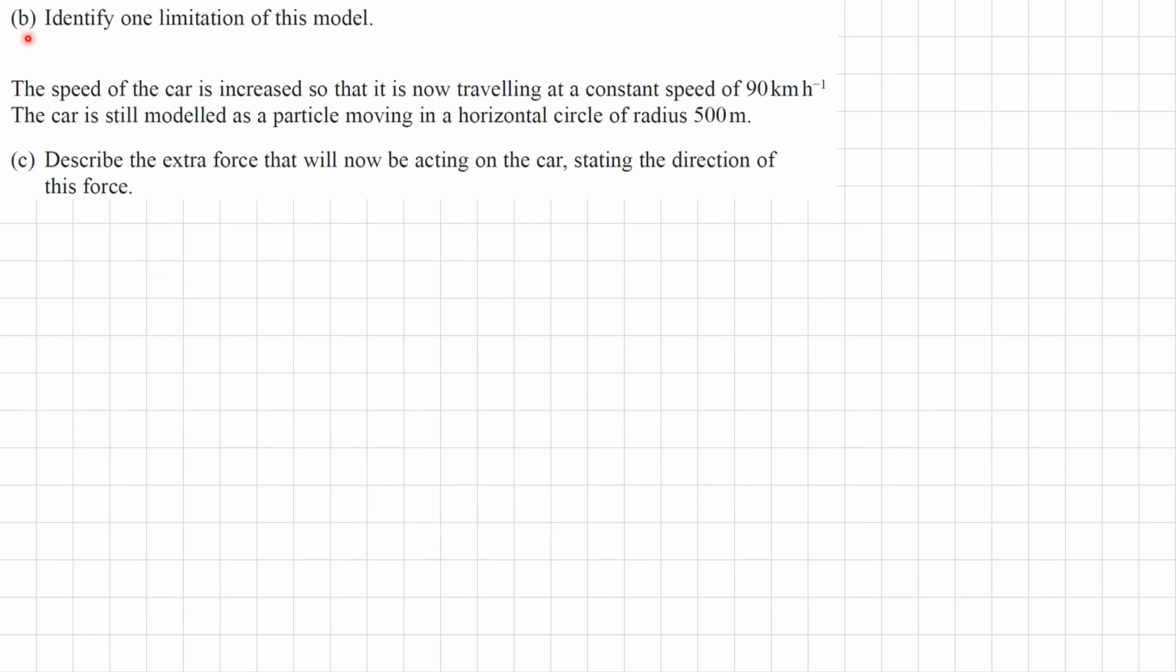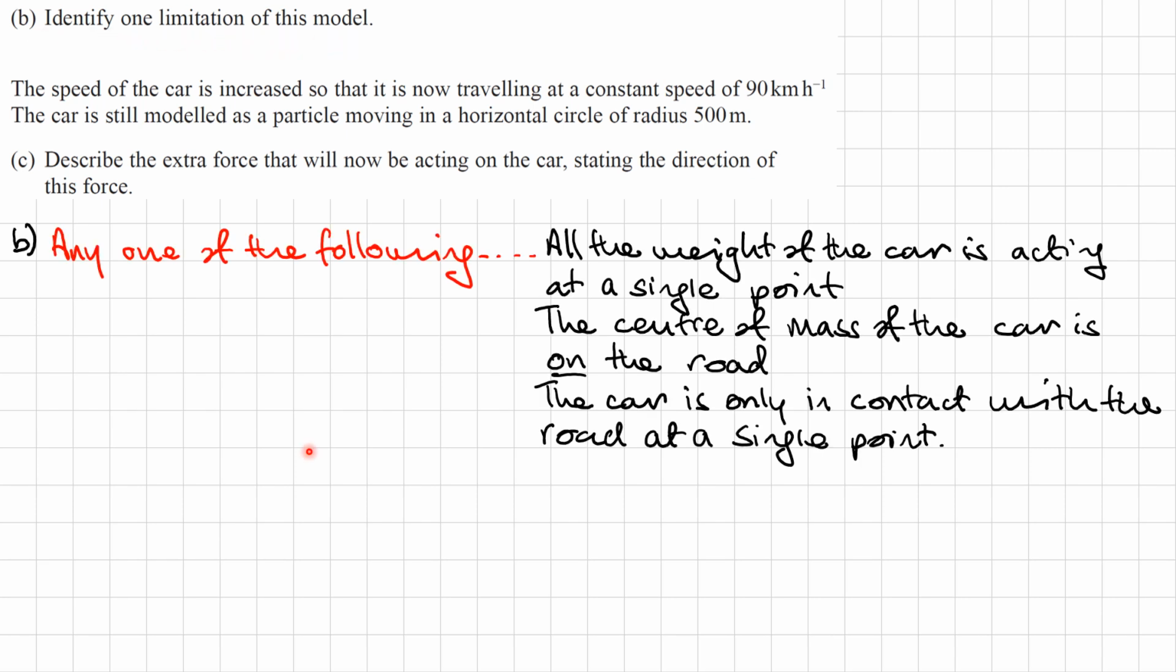Part B, what we want to do is to identify one limitation of this model. Okay, so you can pick any one of these limitations that I've written here. So the first one that I've got is that all the weight of the car is acting at a single point. That's where we put our mg going down.